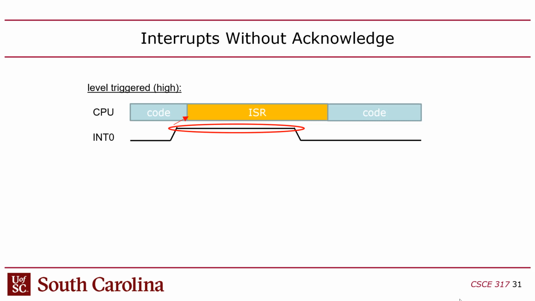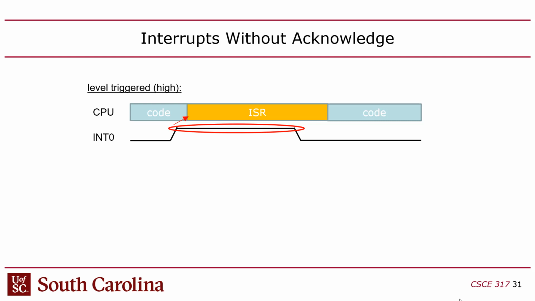Then you can have what's called a level triggered interrupt, which is when the CPU is expected to go into the interrupt service routine, the ISR, relatively soon after the interrupt goes high. Then it finishes the ISR and goes back to whatever it was doing. That's pretty straightforward, right?